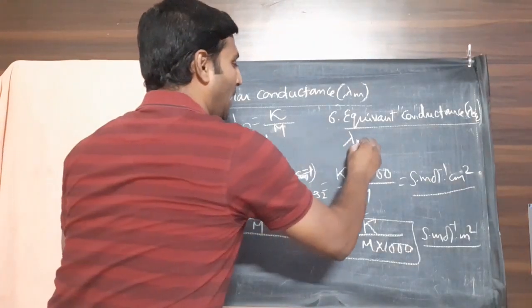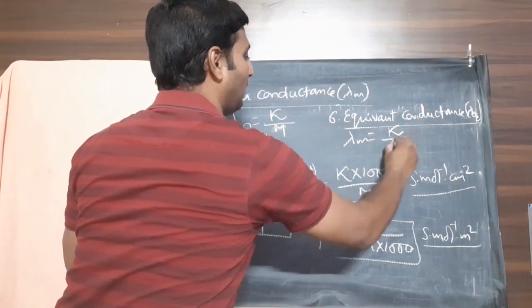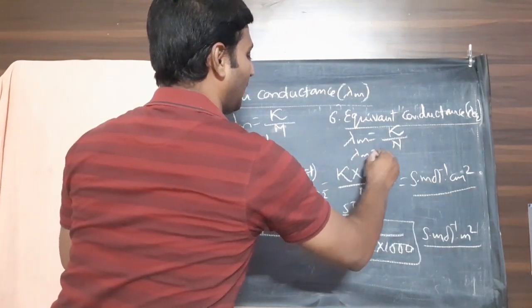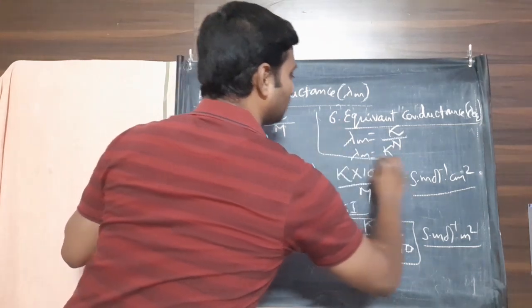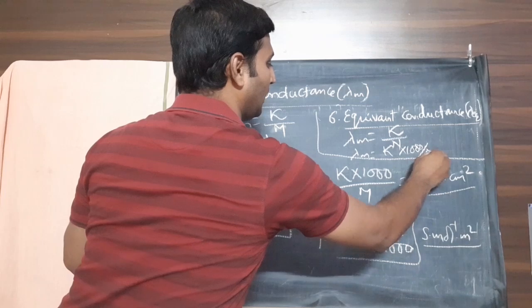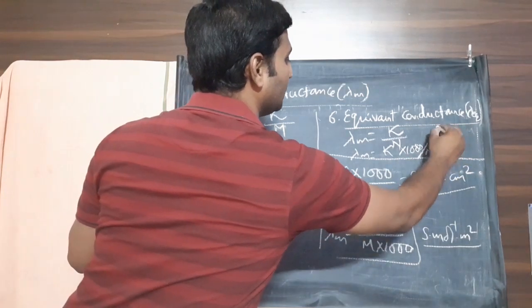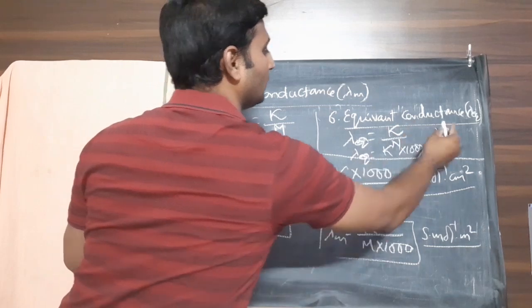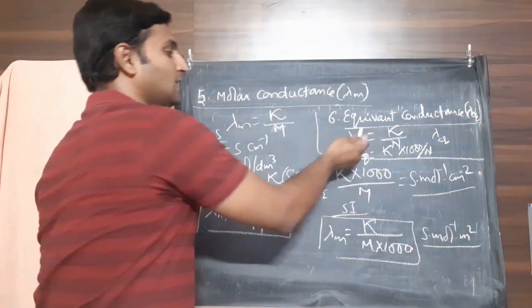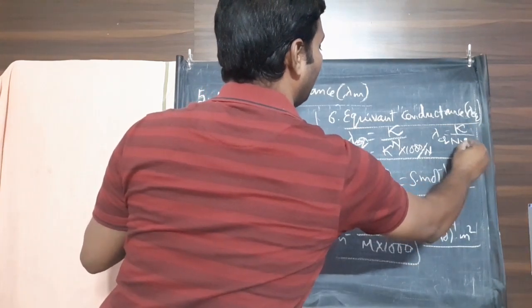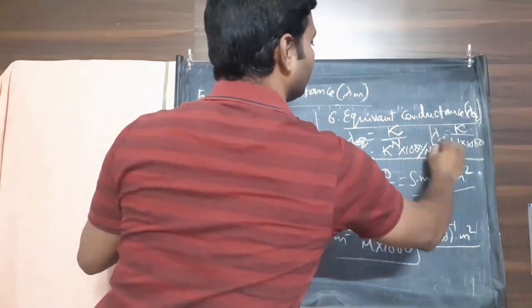So, lambda equivalent becomes kappa by normality, and as usual if it is CGS units, lambda equivalent is kappa into 1000 by normality. If it is SI units, lambda equivalent will be kappa by normality into 1000.